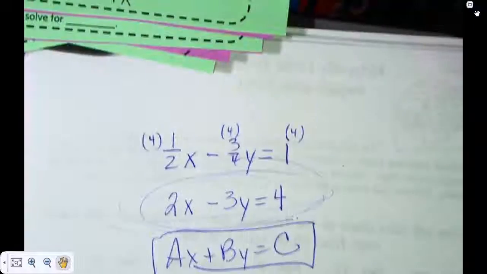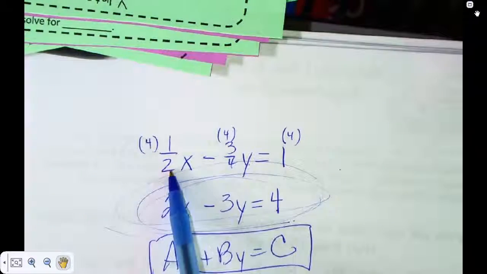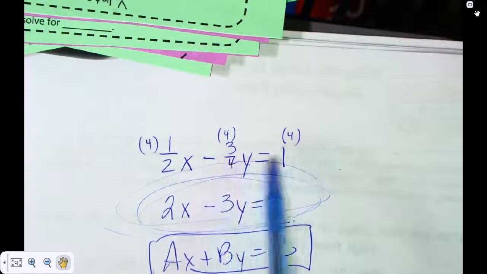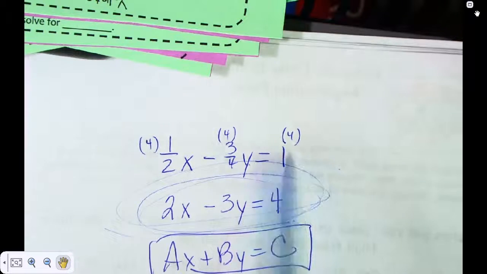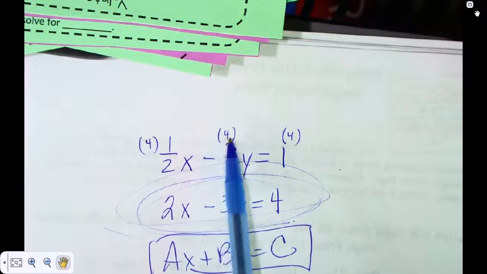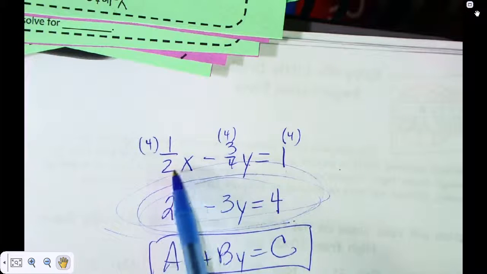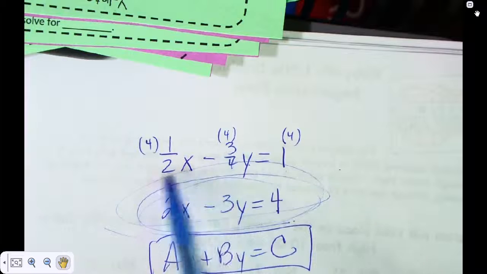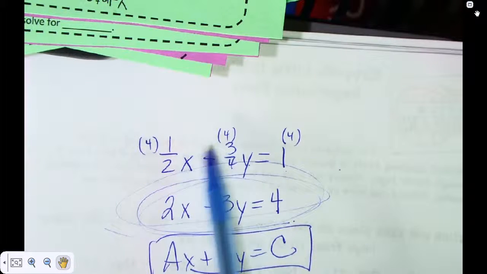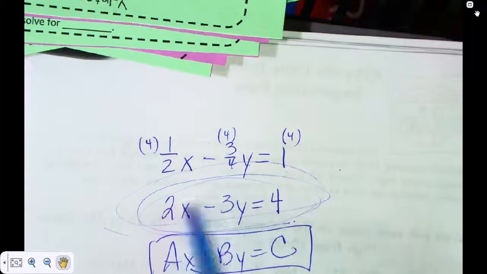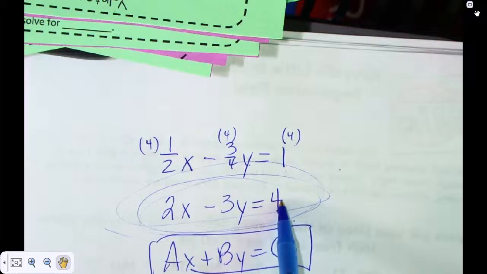So we had this problem right here: 1/2 x minus 3/4 y equals 1. We're putting it in standard form. So we multiplied every term by 4. We had to, just like if I was adding or subtracting, I get a common denominator. So it's 4. I multiply every term by 4 and get 2x minus 3y equals 4. Now it's in standard form.